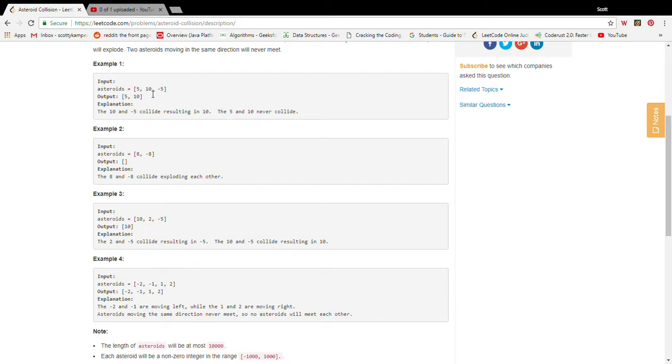So what's the first collision? Well, 10 is moving to the right, -5 is moving to the left. These two collide. 10 wins. 10 continues. 10 does not decrease by 5, it just remains 10. -5 just goes away. And then since these two never meet, we're left with 5 and 10.